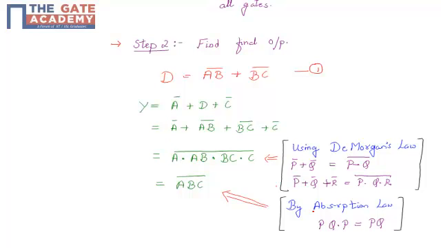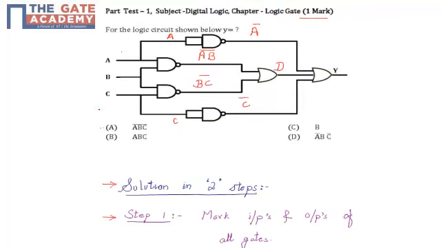Now if we use the absorption law, which states that PQ dot P is equal to PQ, what we would get is our final answer, ABC the whole bar. That is equal to my option A. So my correct option is option A.